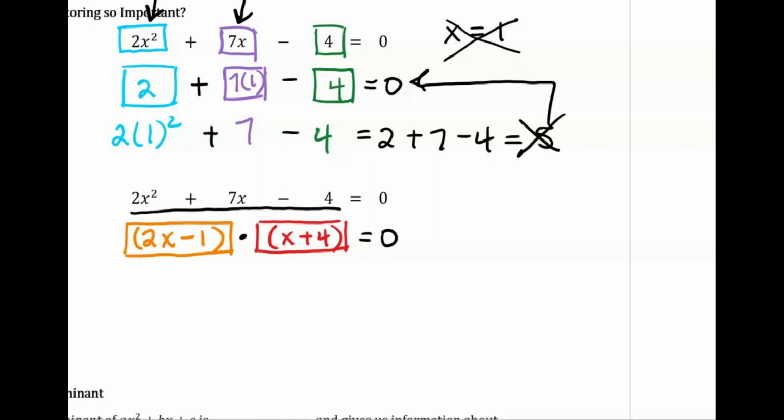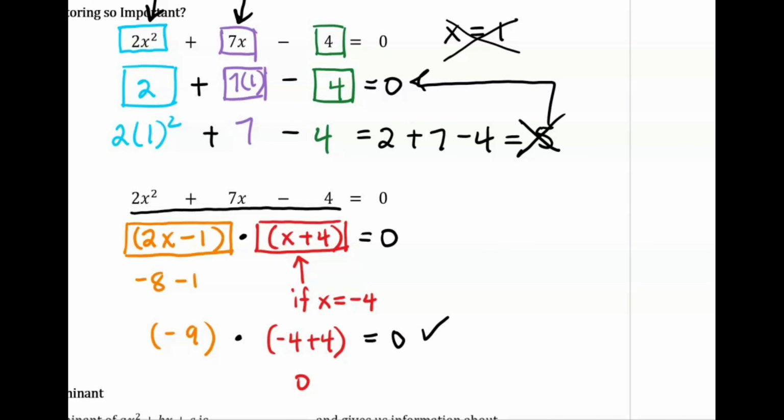So for instance, if you're looking for values of x that are going to make either the red box or the orange box equal to 0, if x is -4, and I plug that into the red box, -4 plus 4 is 0. It doesn't really matter what's happening in the orange box. If x is -4, this is -8 minus 1, which is -9. But then when I multiply them, I get 0. So -4 is definitely a solution.